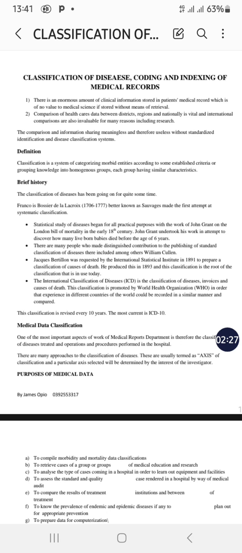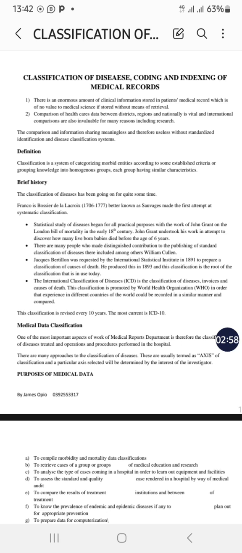So how do we define a classification of diseases? In simple terms, we define classification as a system for categorizing morbid entities according to some established criteria, or grouping knowledge into homogeneous groups, each group having similar characteristics. So when you talk about homogeneous, it means elements of the same characters.